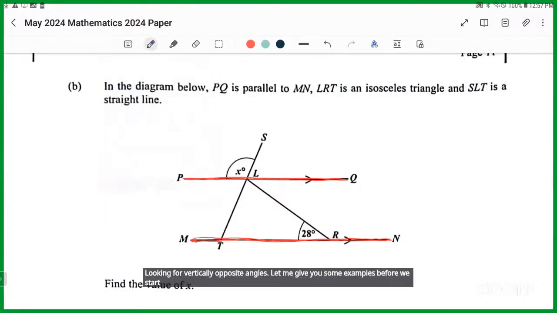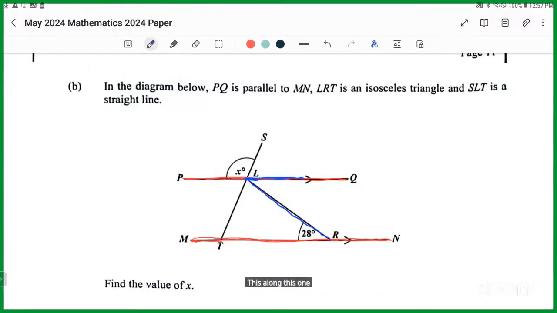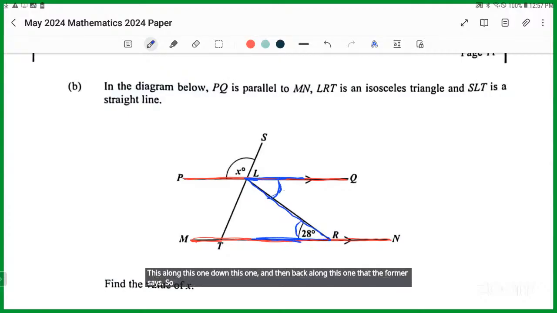Once you have parallel lines, so for example, what would be a Z? Like for example, here. This along this one, down this one, and then back along this one. That will form a Z. So these two angles equal. They are alternate angles. Z angles. It forms out a Z.